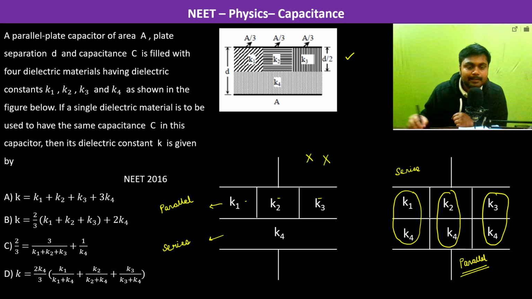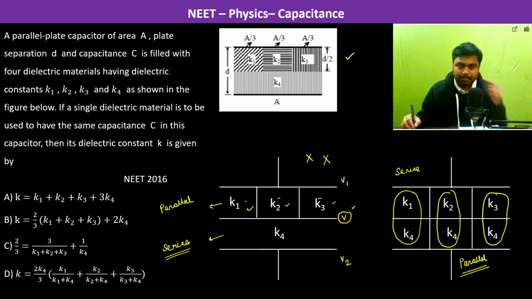Why? When we say that these are all in parallel, what we are assuming is that if this was at V1 and this was at V2, this is at the same potential V. Because all are in parallel, they must have been connected across the same potential. But this is not correct.